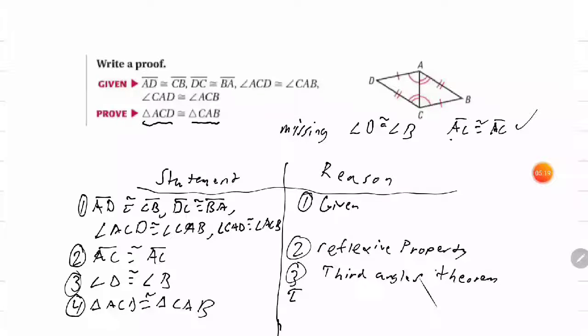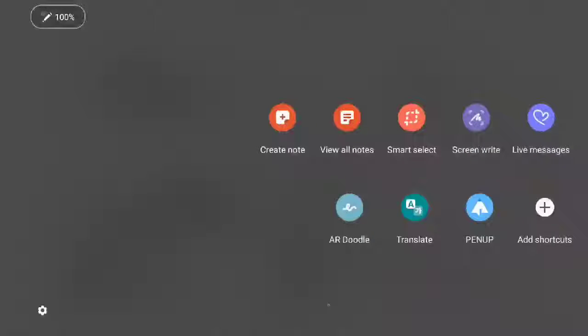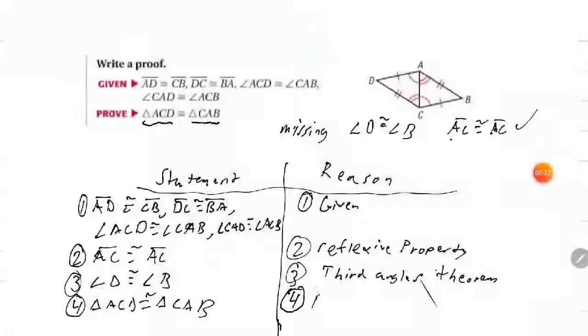What's the reason for this? Okay. So if you were trying to explain something, it's because these first three steps fall under the definition of congruent triangles. The definition says if all the corresponding parts are congruent, then the triangles are congruent. So that is our proof.